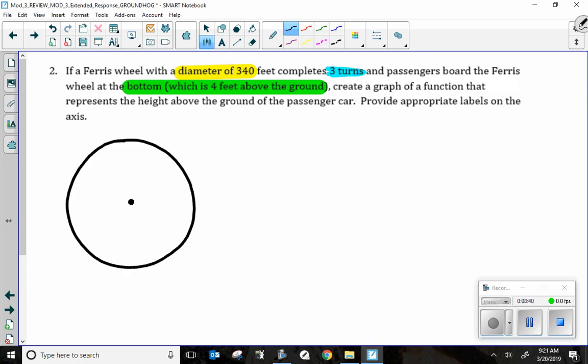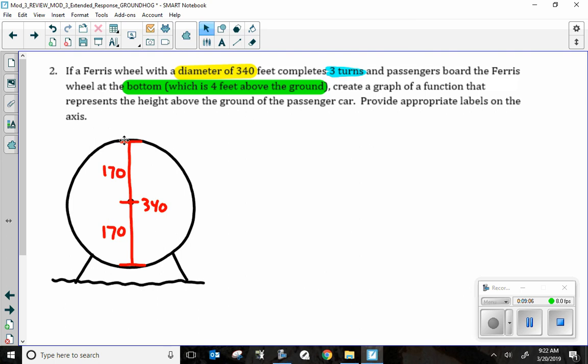Ferris wheel, center. The diameter is 340 feet, which means what's the radius? Well, it's 170. But keep in mind that this Ferris wheel, here's the ground, is 4 feet above the ground. And the ground is a height 0, obviously. We want our graph to be height above the ground.